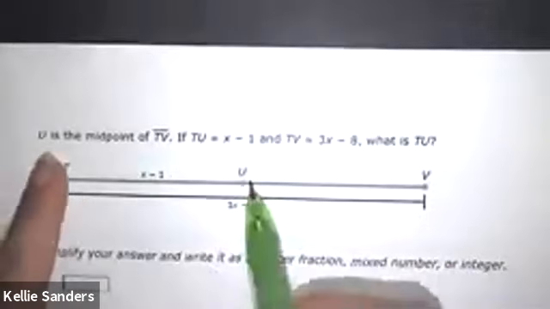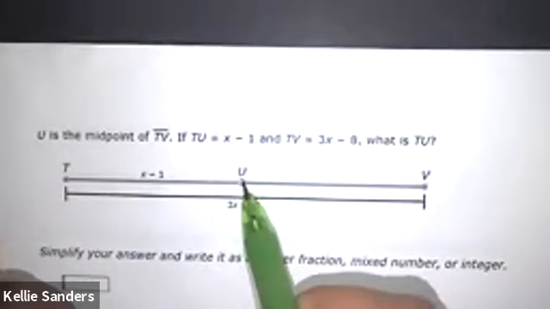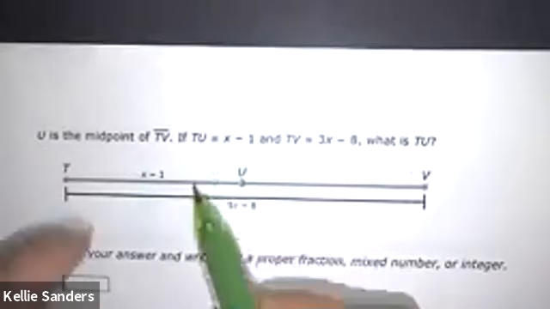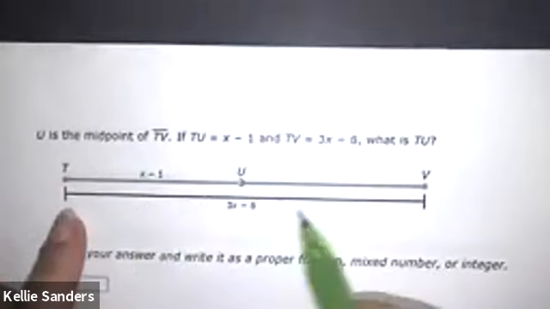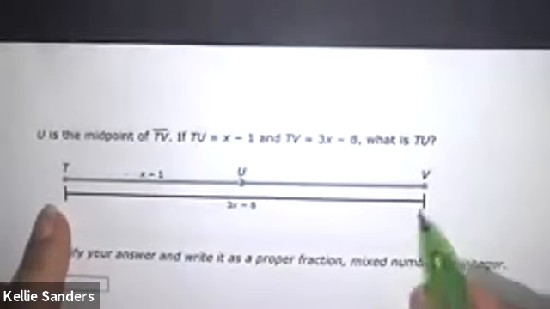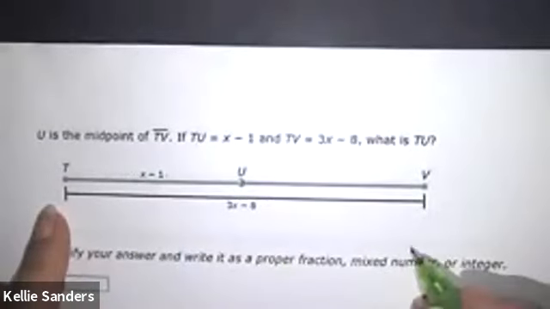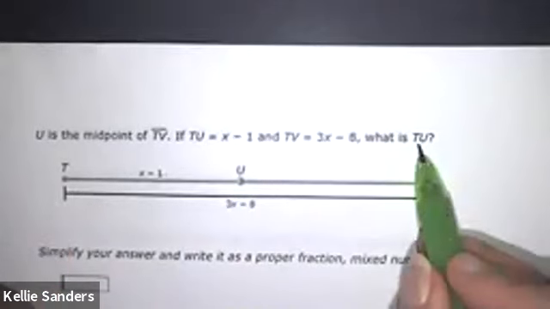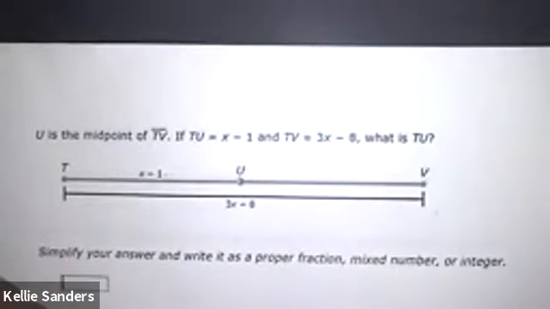U is the midpoint, so it's exactly in the middle. TU is x minus 1. TV, which is the whole thing, is 3x minus 8. How long is TU? I'll let you think about it for just a minute.